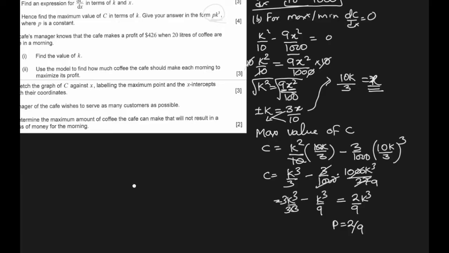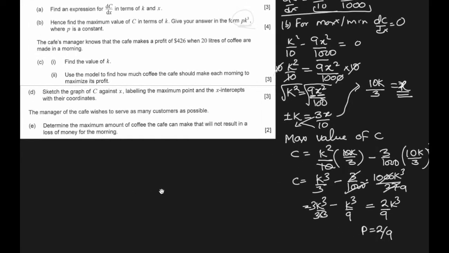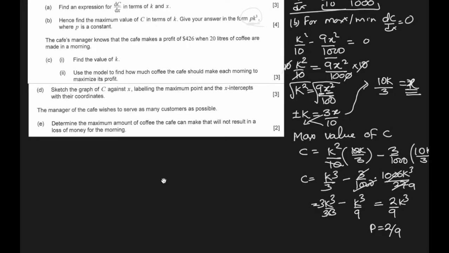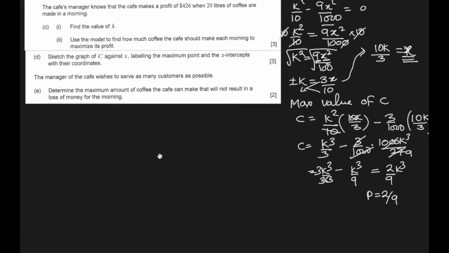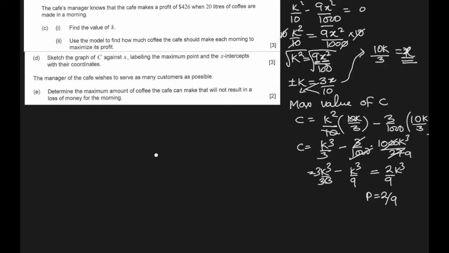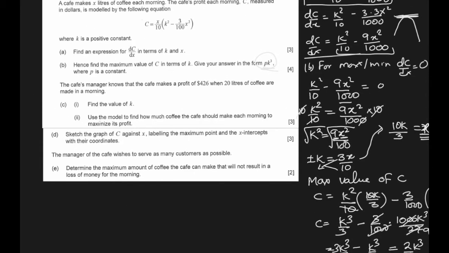All right, what is the next thing? The cafe's manager knows that the cafe makes a profit of 426 when 20 liters of coffee are made in the morning. Find the value of k. So the profit is given, not the rate. Yes, so we'll use the original equation, which was this. Let me substitute everything in this equation. So this is the C part.